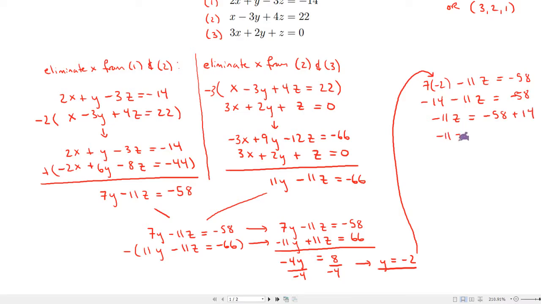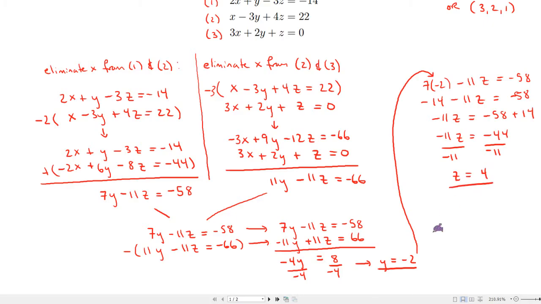So we'll have negative 11z is equal to negative 44, and divide both sides by negative 11. Oops, not 111. And we have z is equal to positive 4.